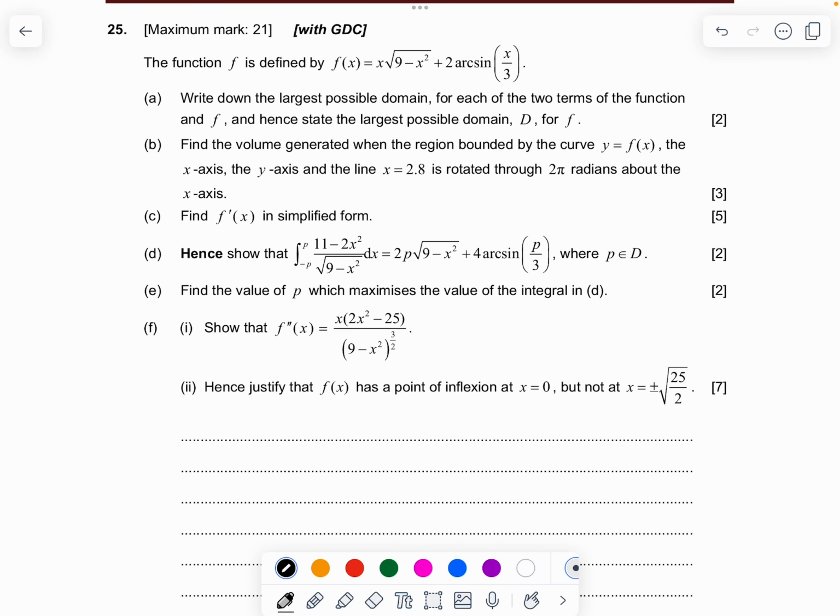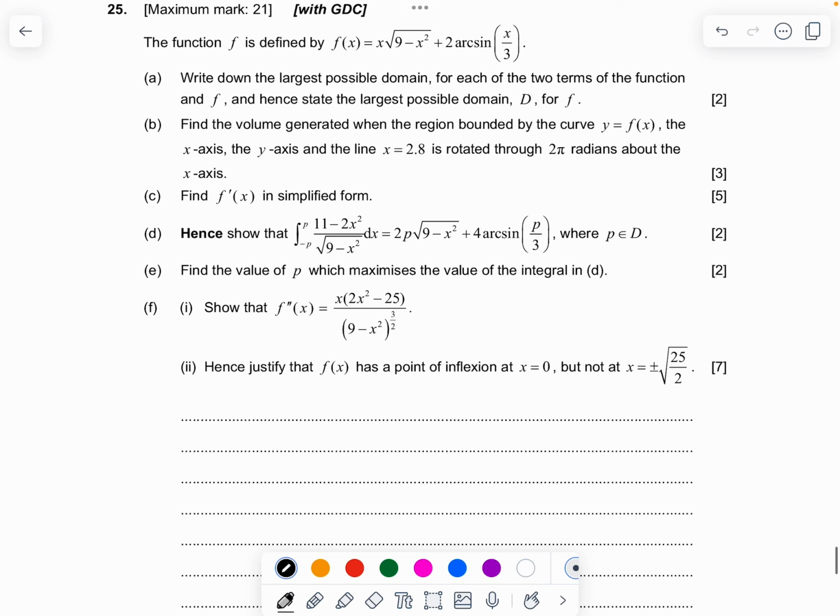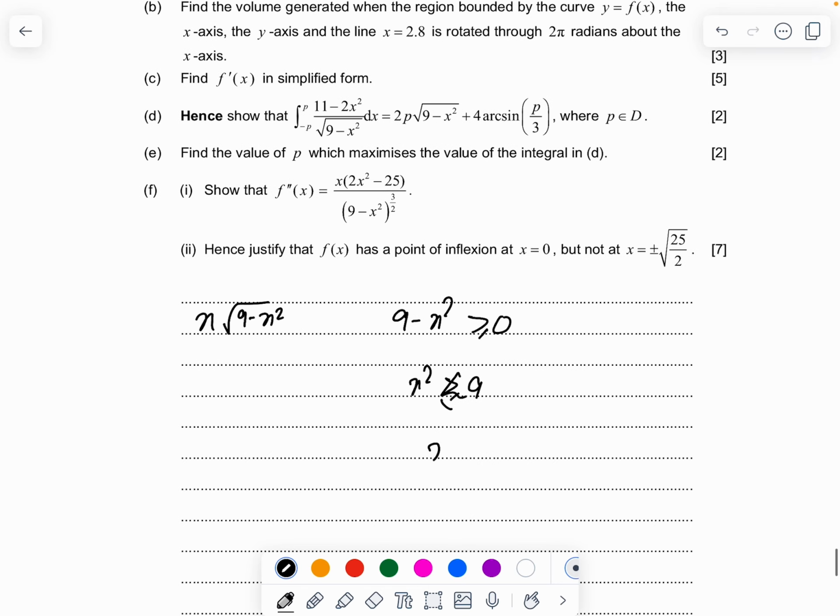Question number 25 and 26. There are only two questions. We'll complete this video there. Then he is asking us to find the domain of this one. So x times the square root of 9 minus x squared. 9 minus x squared is greater than or equal to 0. So x squared is less than or equal to 9. So x lies between negative 3 and positive 3.